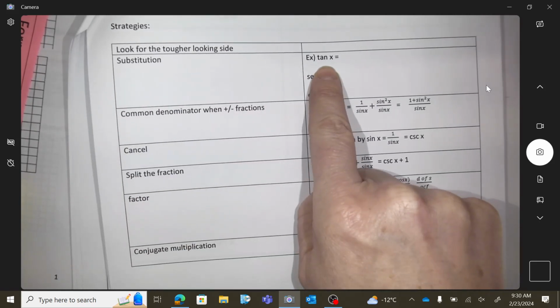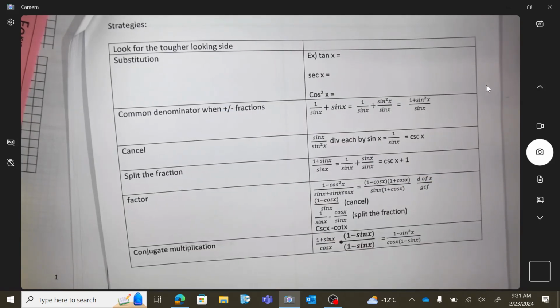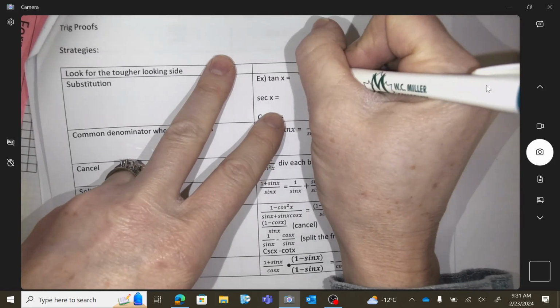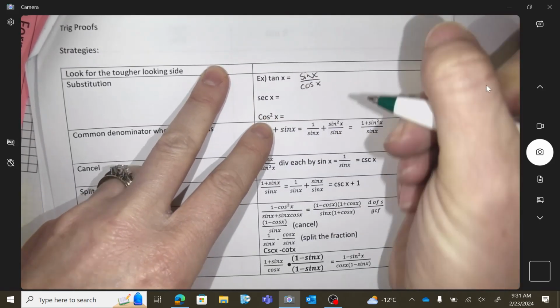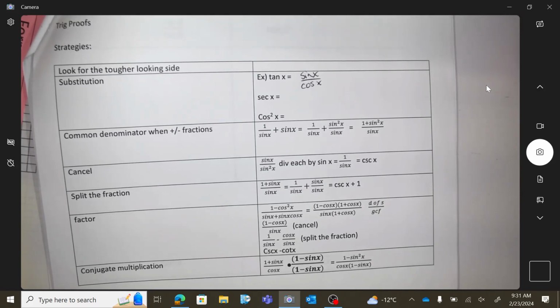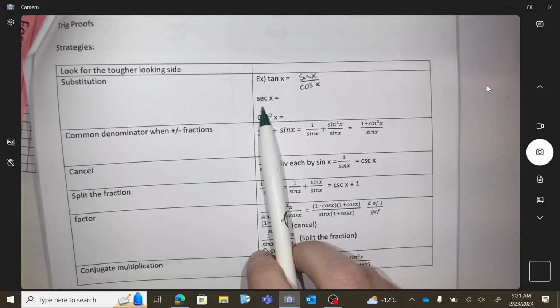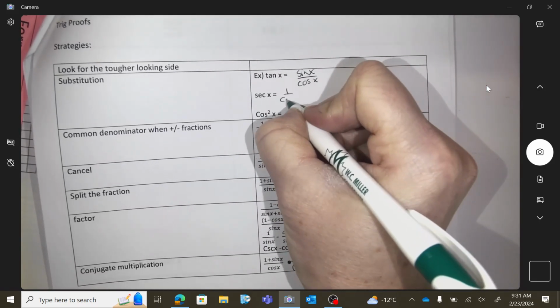Substitute. So for instance, what could I replace tan x with? What is tan the same as? Sine over cos. There's a substitution. Here's another example of a substitution. What could I replace secant with? 1 over cos.